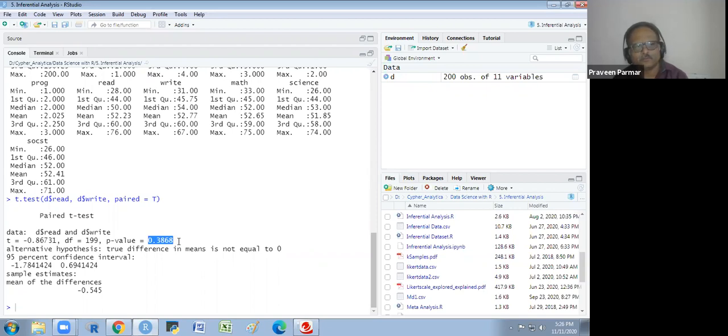For the alternative hypothesis, the true difference in means is not equal to 0, the 95% confidence interval is given, and the mean of the difference is given. The mean of read and the mean of write, that difference they have given as 0.545. That is a very small difference, so therefore we say that there is no significant difference.